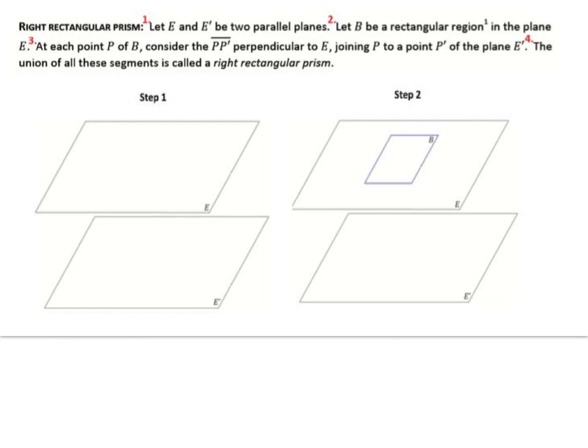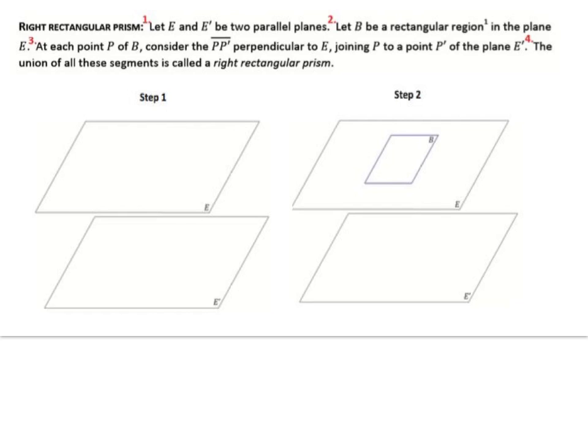The book did a really good job of stepping through drawing a right rectangular prism, so I wanted to include it here. First of all, we have two parallel planes. The planes are parallel, they never touch each other. That's what you see in step one. In step two, it says let B be a rectangular region in the plane E. At point P of B, consider P prime perpendicular to E.